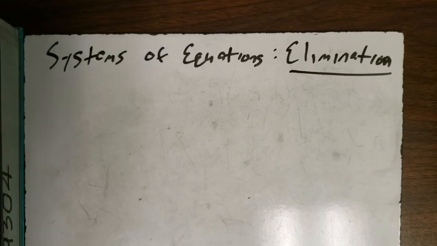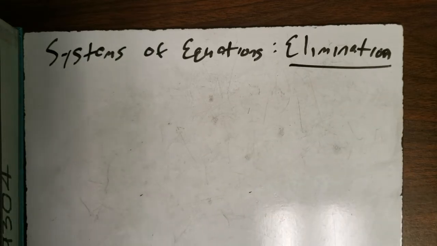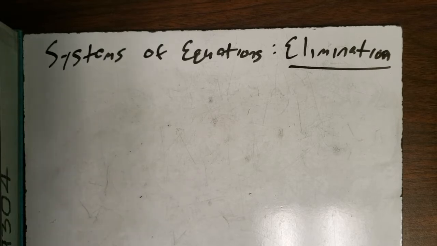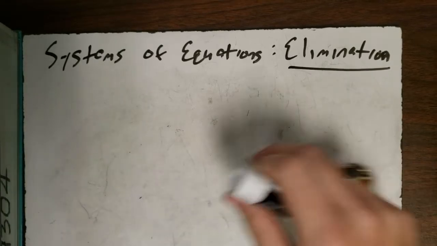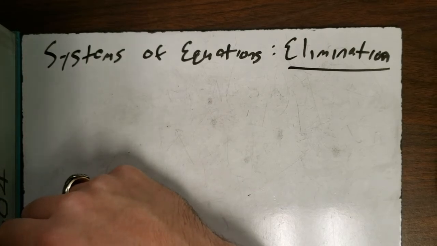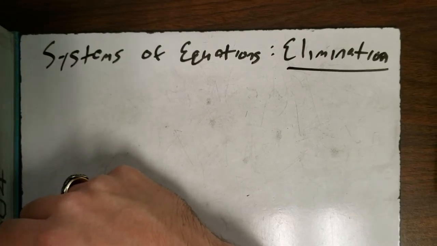Today's topic is systems of equations, solving by elimination. The last lesson we did was with substitution, and this one is going to be a different method. This is the elimination method, or the addition method, that some of you may know as well. It still is doing the same thing. We're still trying to find a point.